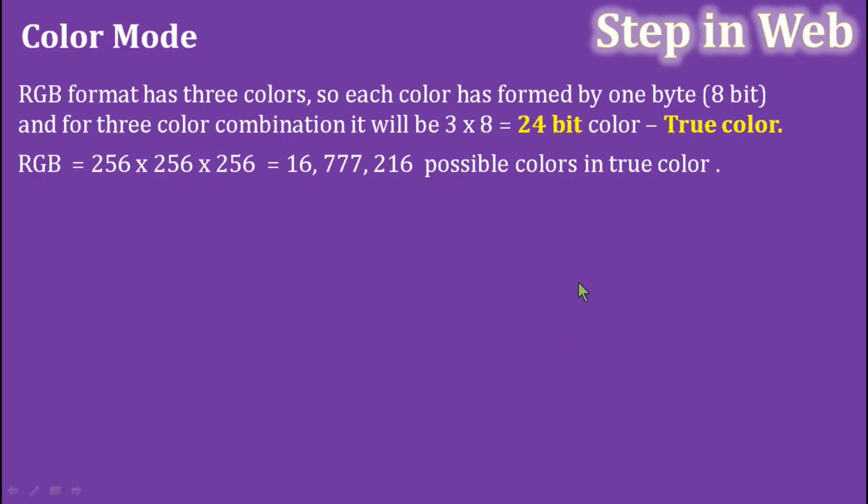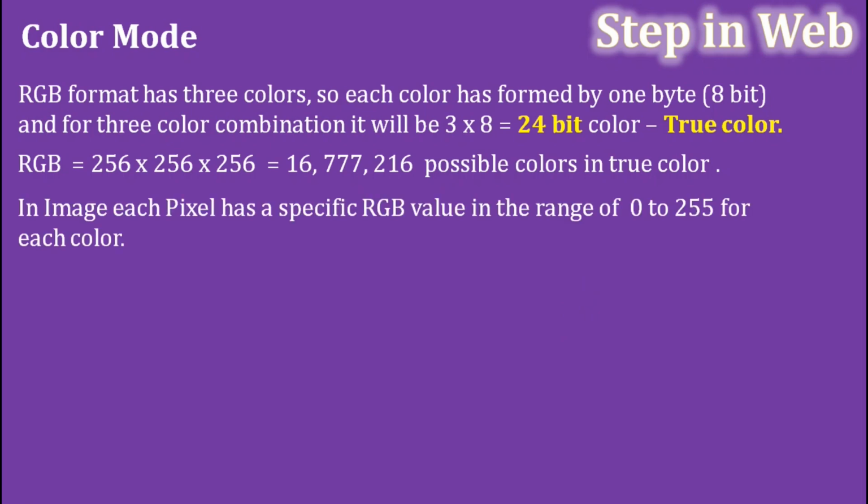In RGB format, it has three colors, that is red, blue, green. Each color is formed by 1 byte, that is 8 bits. And for the three color combination, it will be 3 into 8 equal to 24 bit depth. So all RGB color format pictures will have a 24 bit color depth. This 24-bit color combination is called true color, and with this true color we can make 16 million possible colors in the image.